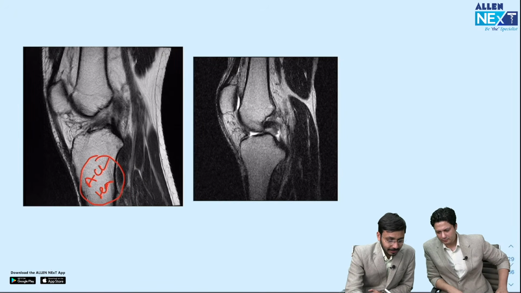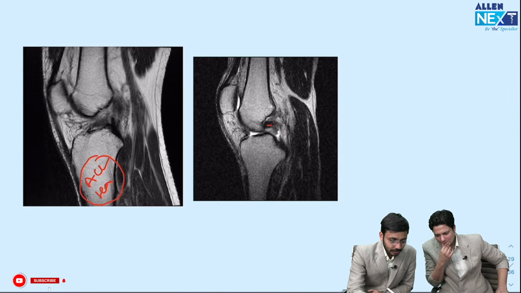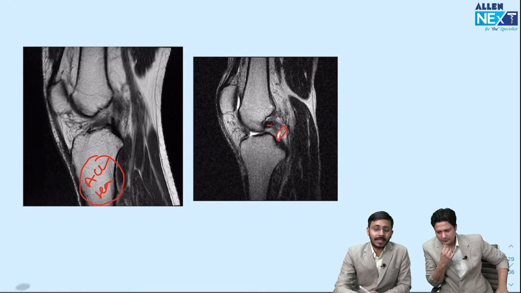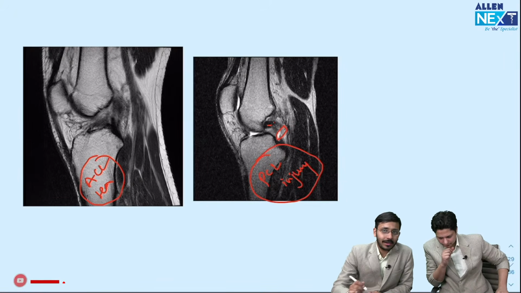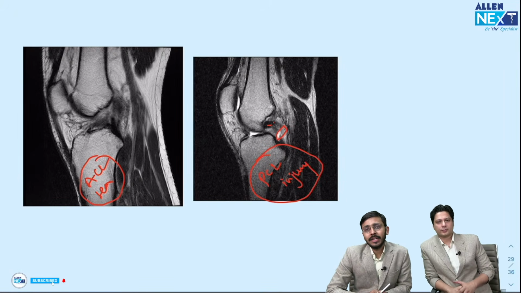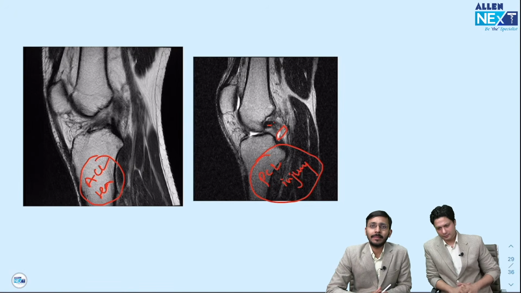Whereas in this case, you see that the PCL is discontinuous. There is loss of continuity within the PCL. This is the fluid signal between that. So this is a PCL injury. And when is an MRI done for suspected ligamentous injury? Remember, after 1 month, when the edema has subsided.